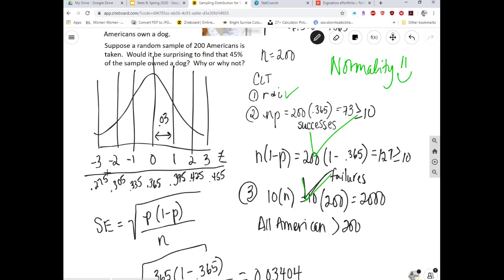Now I have something to work with. It says, would it be surprising to find that 45% of the sample owned a dog? So where's 45%? It's way up here. Would it be surprising? Yeah, it's going to be really surprising. There's a very small possibility that 45% of the sample owned a dog.